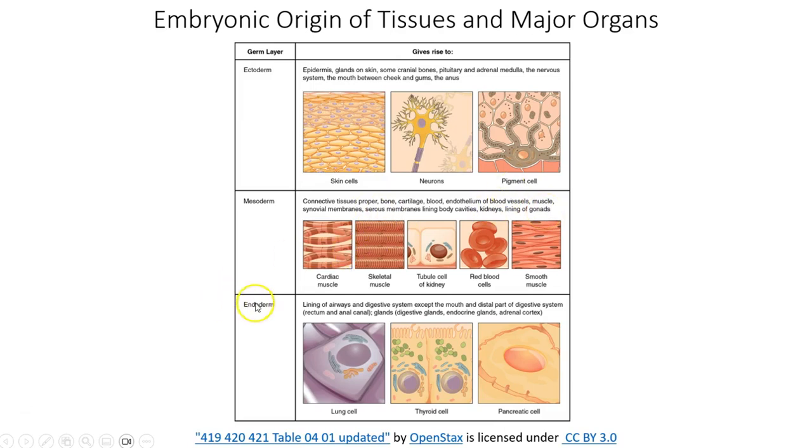And last but not least, the endoderm germ layer is going to give us the lining of airways and digestive system, except for the mouth and the very distal part of the digestive system, which are the rectum and anal canal. And then this is also going to give us certain types of glands, primarily associated with the digestive system, and most of our endocrine glands, and then the adrenal cortex. We do have 2 layers of those adrenal glands.